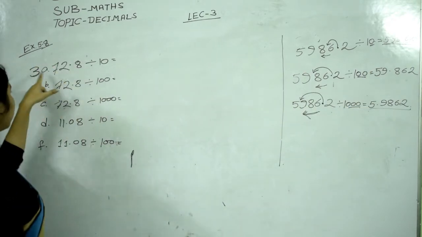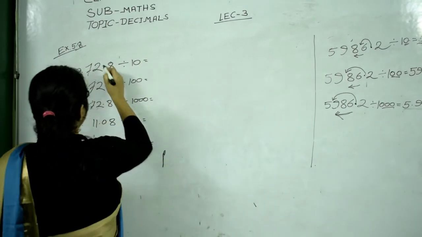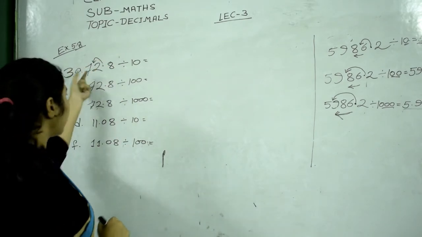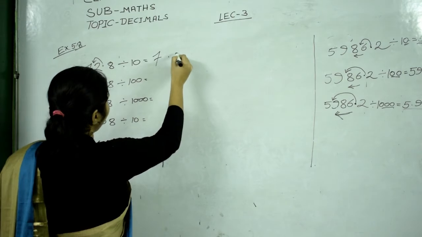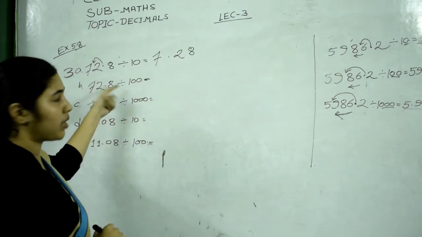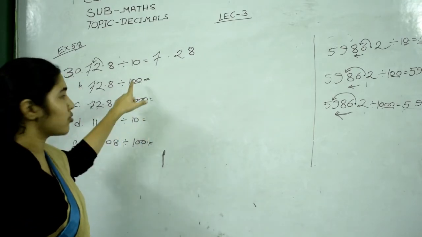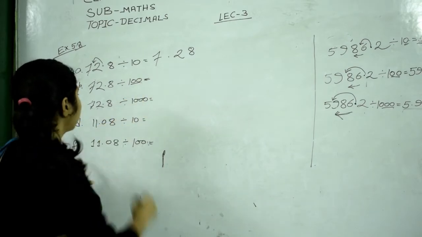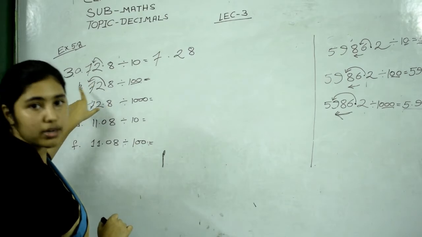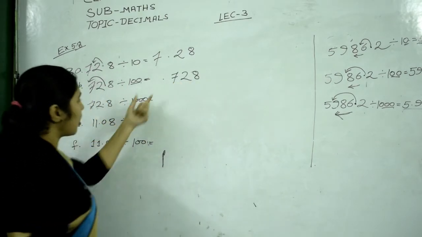Now divide 72.8 by 10. Again the point will shift one place to the left. So 7.28. Next we have to divide the same number by 100, which means 1 followed by 2 zeros. So the point will shift 2 places to the left. So 0.728.